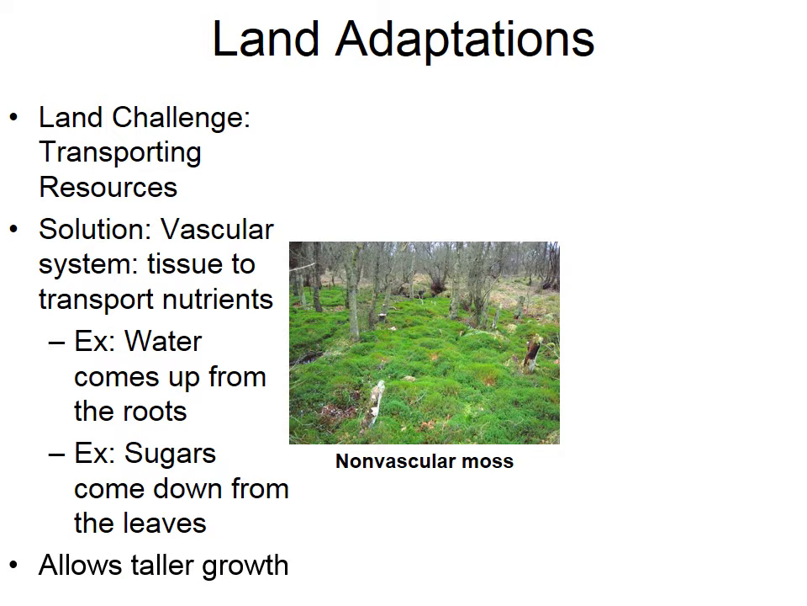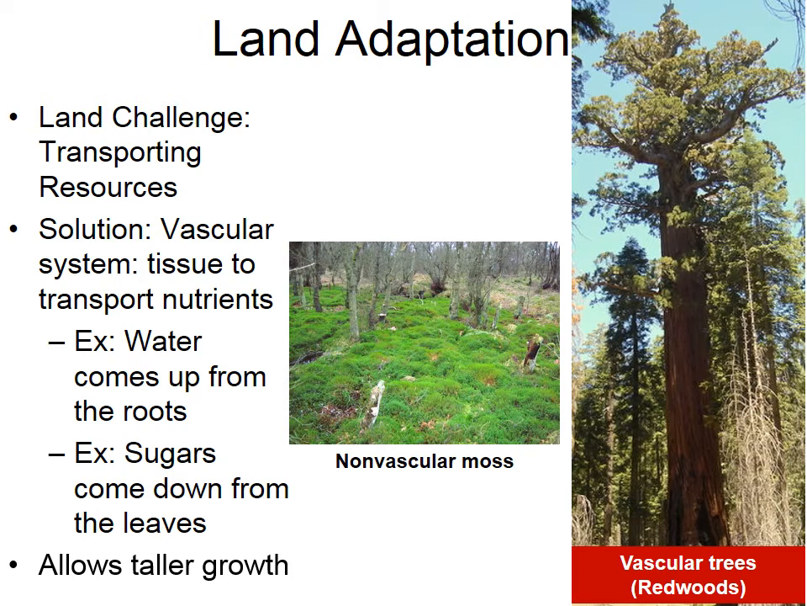A vascular system has really allowed plant life to grow to greater heights. In this picture, here's a picture of moss. Moss is a primitive non-vascular plant. It doesn't have a vascular system. But look at redwood trees, for instance. Redwood trees are vascular, and there's a reason why they are the tallest organisms on Earth. A couple hundred feet tall, redwood trees have vascular tubes to transport nutrients.